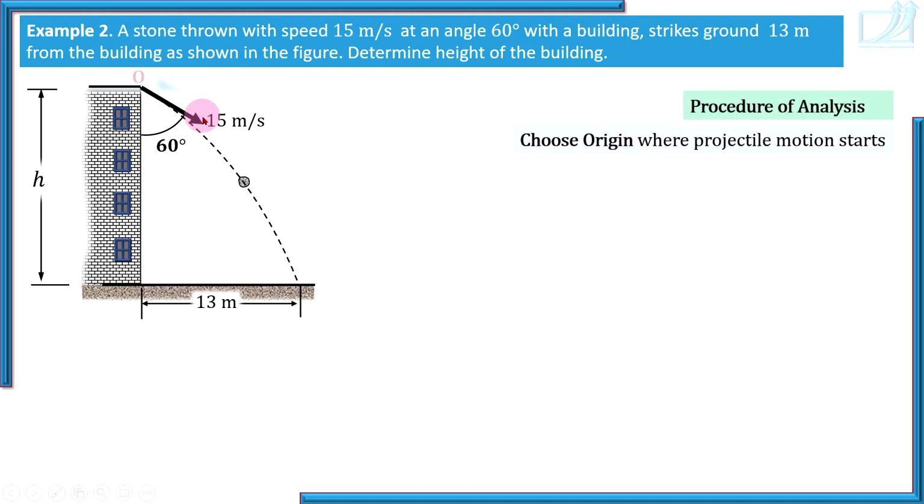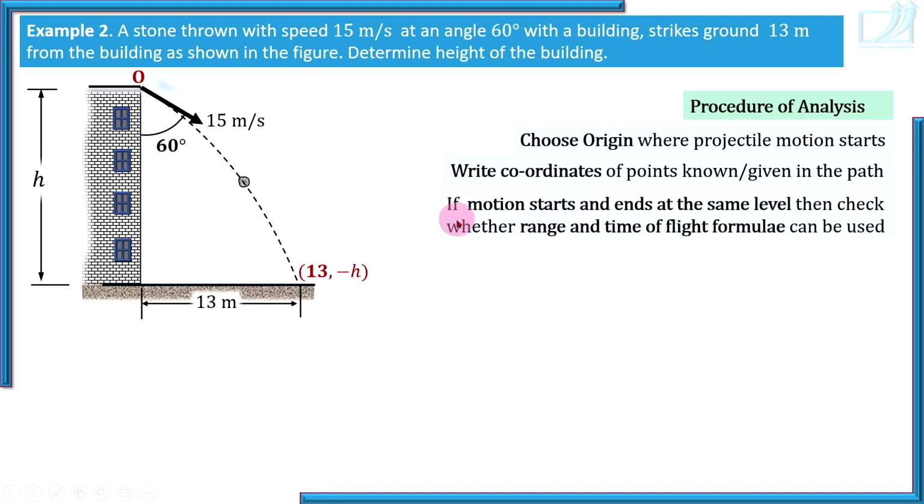Choose origin where projectile motion starts. So I have chosen origin. Write coordinates of points given in the path. So I have written coordinates of the point. X coordinate is 13. Check from origin. Visualize that. So vertical coordinate is minus h. Y coordinate is minus h. So write coordinates given in the path. If motion starts and ends at the same level, no, not at all.